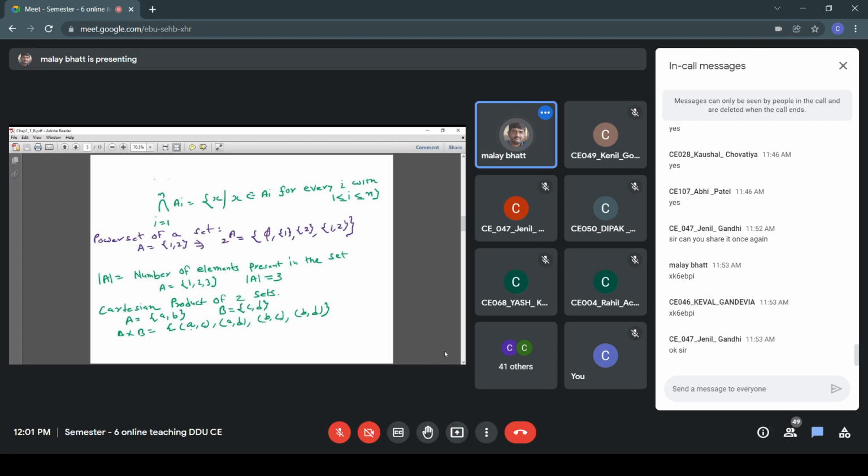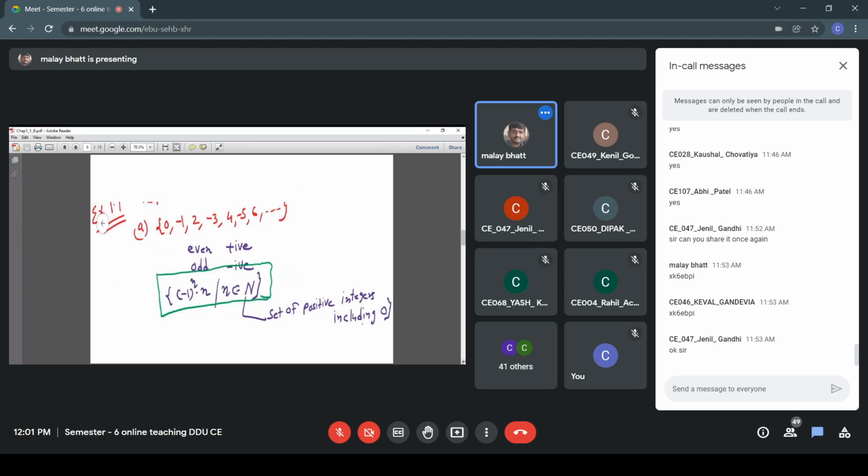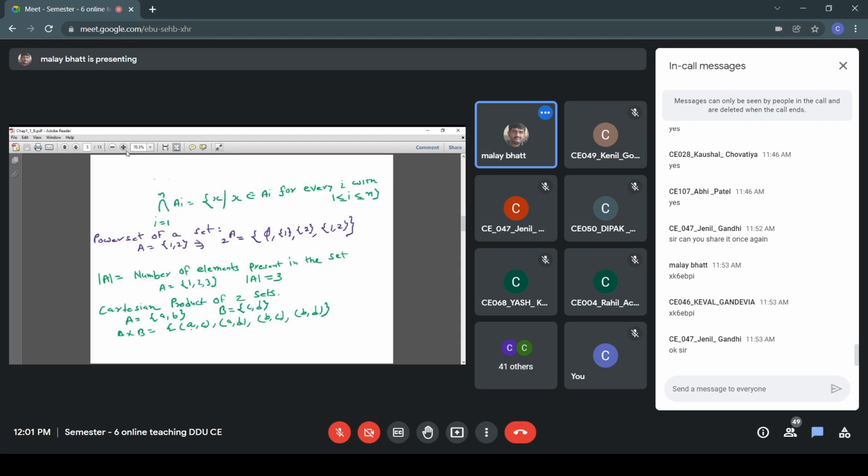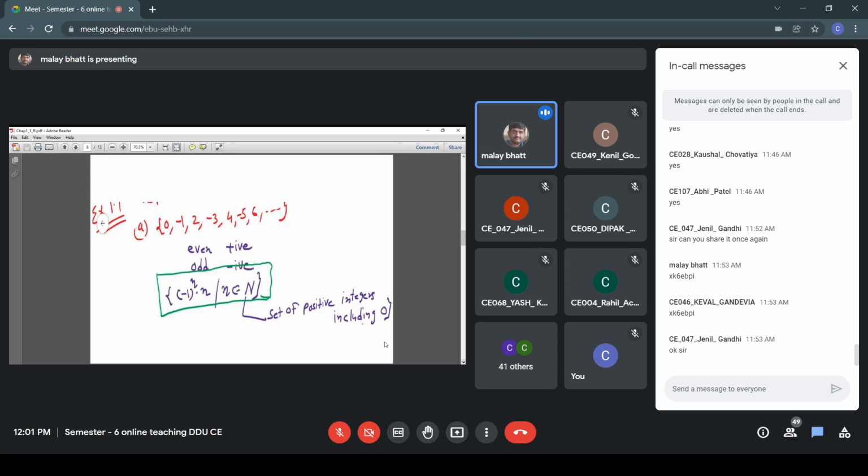So these are the very basic things about the set. Now let us see the power of this subject. Right? So let us understand the first exercise, how to do this thing.